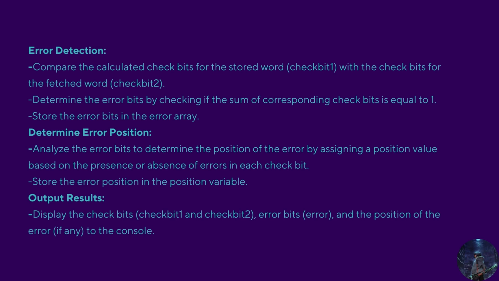For the determine error position, the system will analyze the error bits to determine the position of the error by assigning a position value based on the presence or absence of errors in each check bit. Then it will store the error position in the position variable. And lastly, for the output result, we will display the check bit 1 and check bit 2, error bits, and the position of the error, if any, to the console.